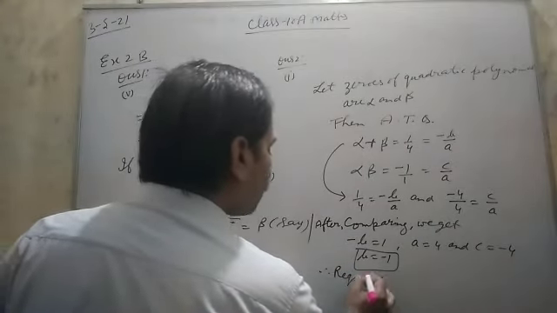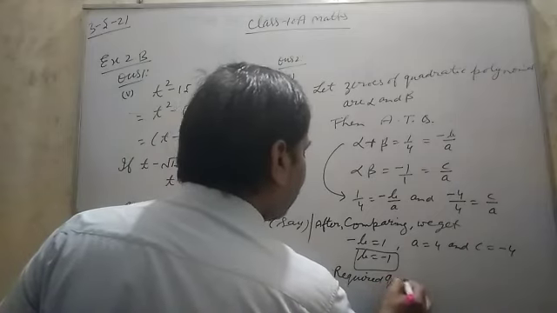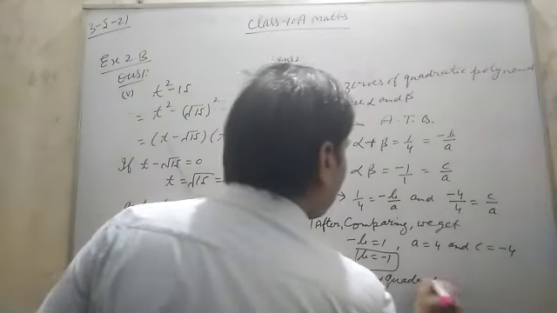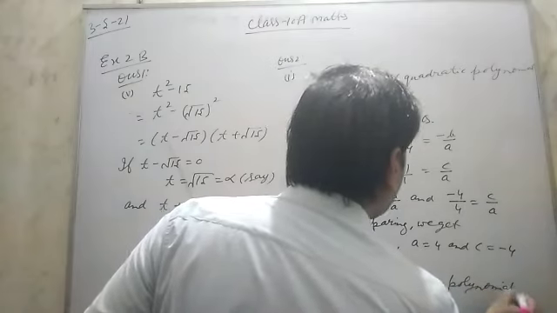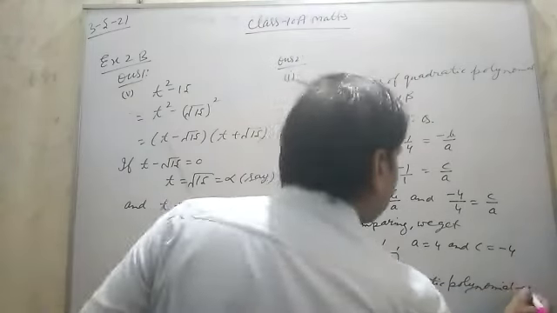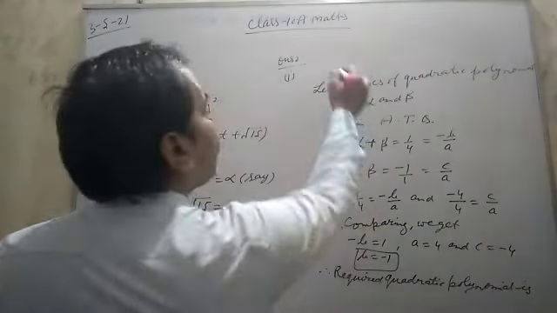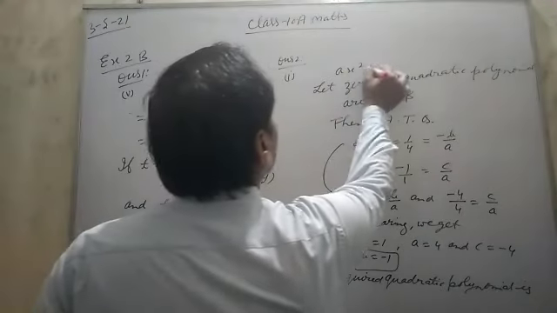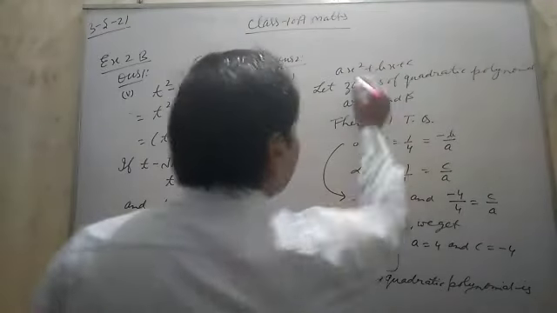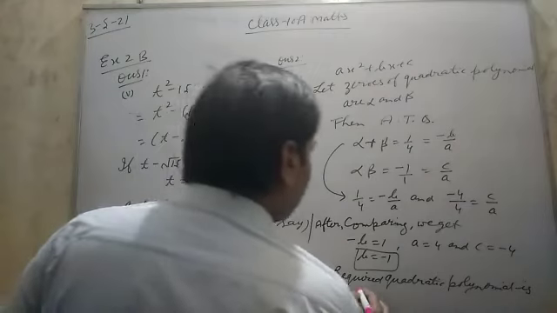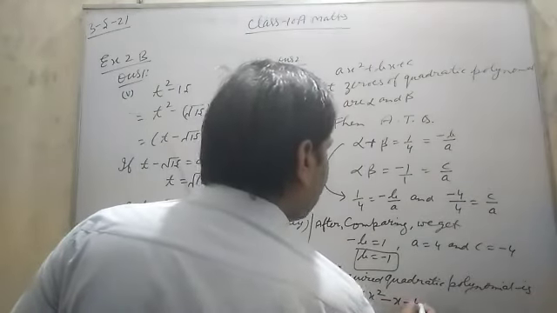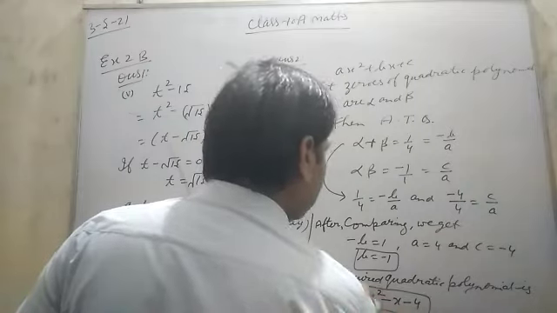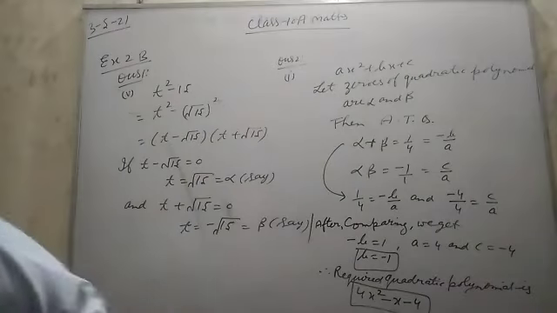So therefore the required quadratic polynomial is, so the quadratic polynomial ax square plus bx plus c, putting the a, b, c values, a is 4, so 4x square minus x minus 4. This will be the answer. Okay.